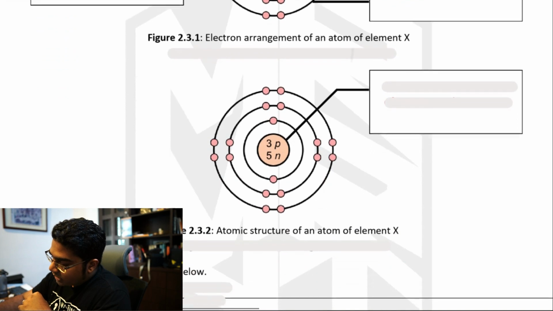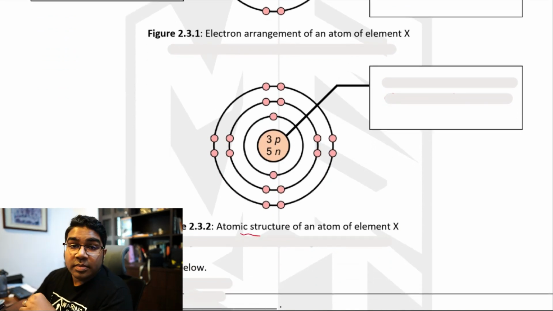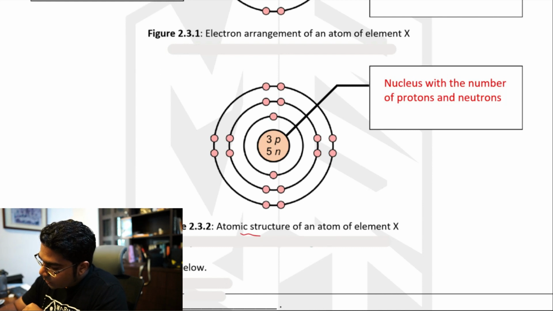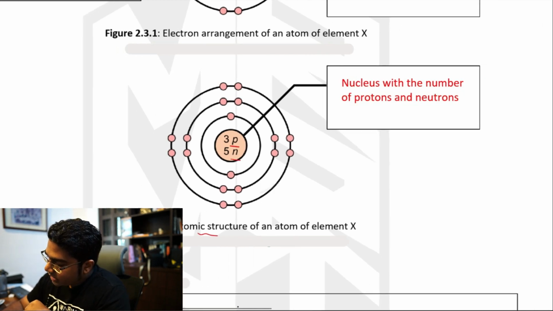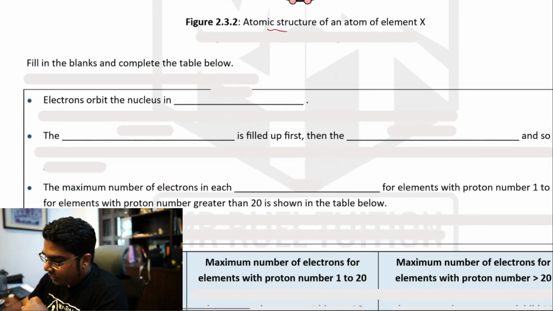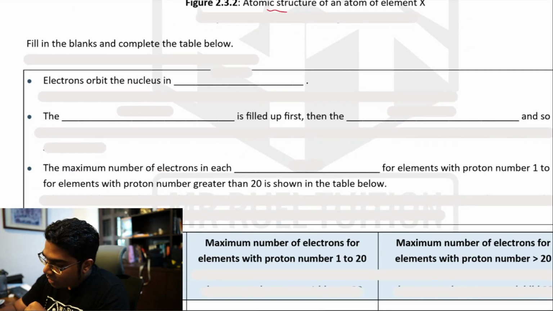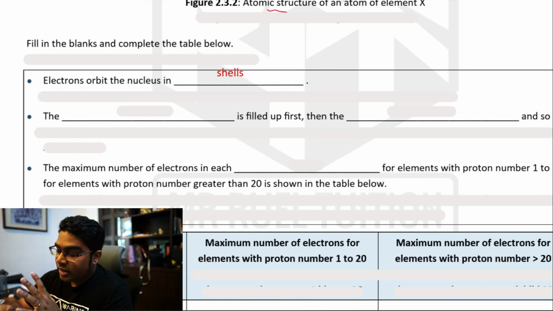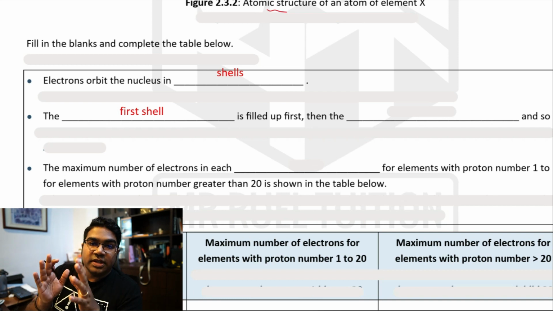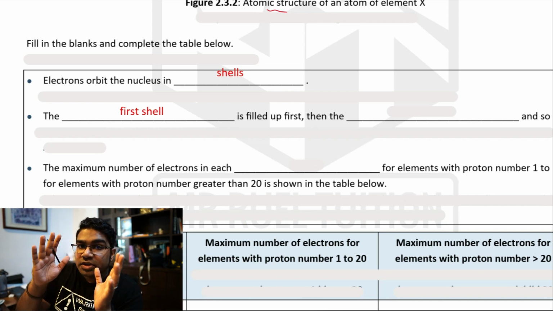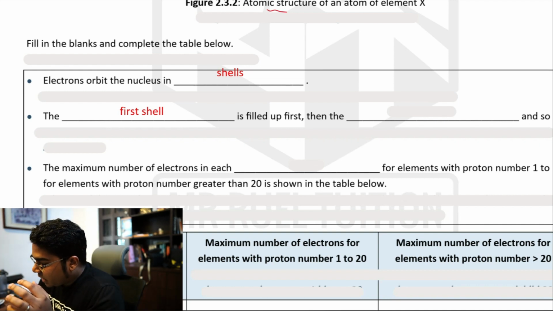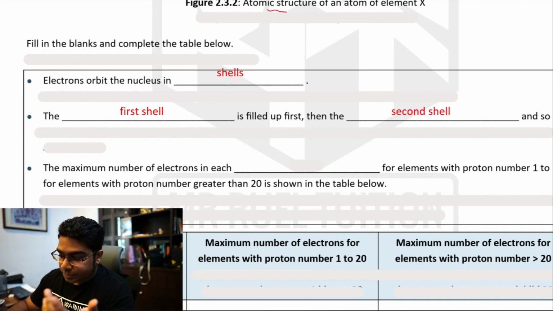And for the atomic structure, you can see that it is similar but slightly different in that the nucleus is actually labeled with the number of protons as well as the number of neutrons. Alright, so the electrons actually orbit the nucleus in shells, as we saw earlier, and the first shell must be filled up first. Once the first shell is full, then the second shell will start to be filled up, and the third shell, and so on.